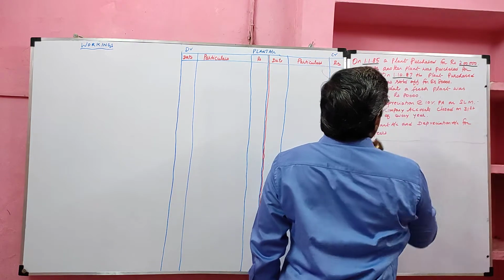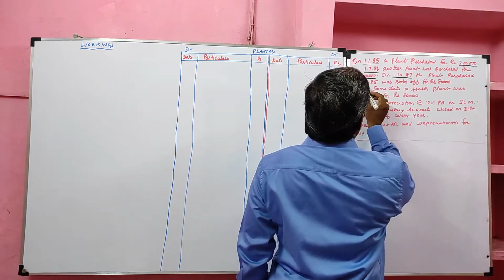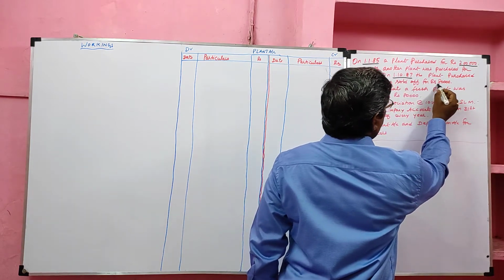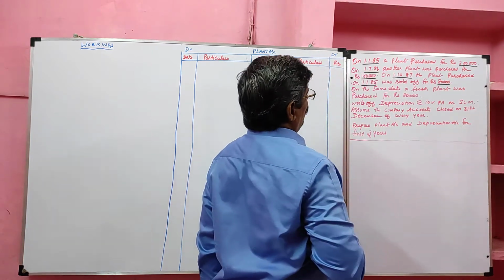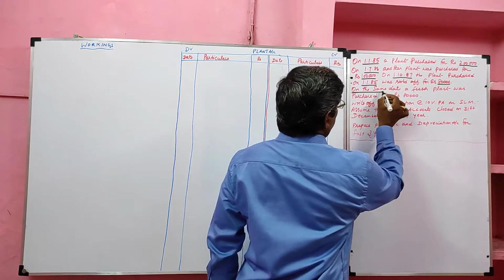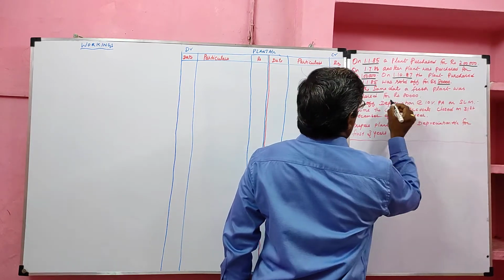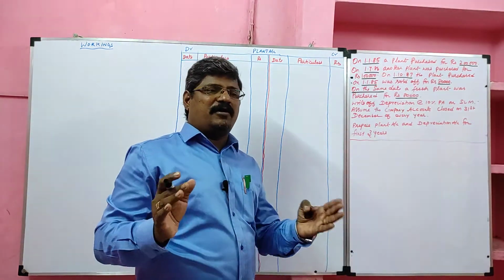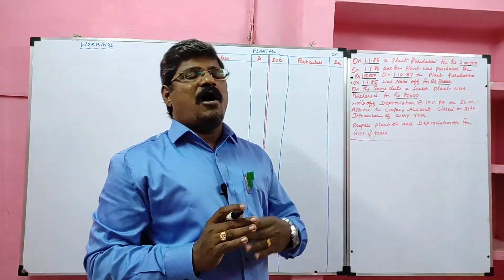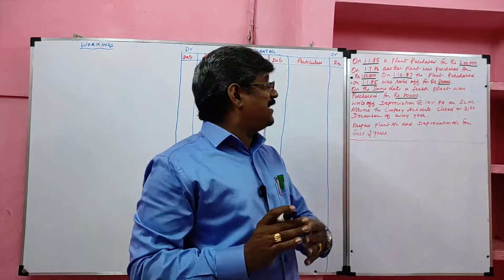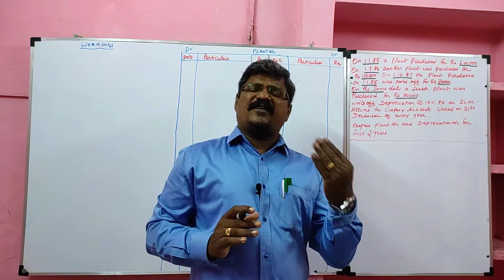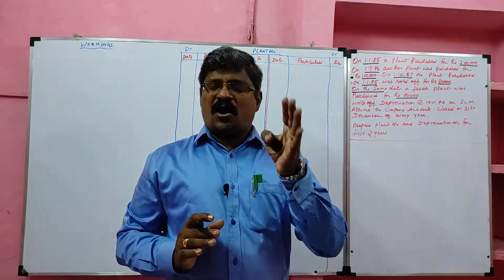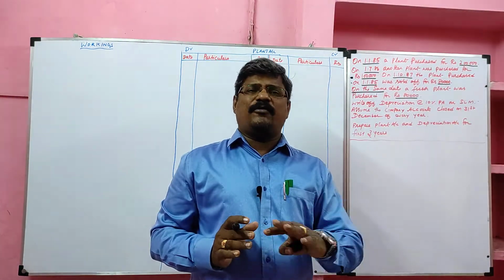On 1st October 1987, the plant purchased on 1st January 1985, the first one, was sold off for rupees 80,000. On the same date, a fresh plant was purchased for rupees 80,000. So, on 1st January 1985, they bought the first plant for rupees 2 lakh. On 1st July 1986, they purchased another plant for rupees 1 lakh. On 1st October 1987, they sold the first plant for rupees 80,000. On the same date, they purchased one more plant for rupees 80,000.